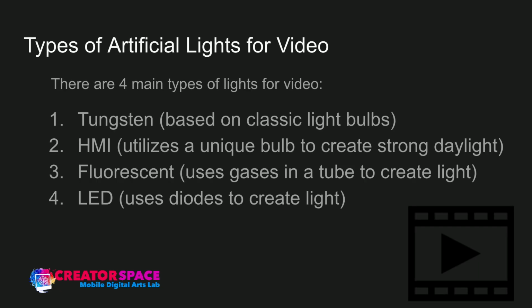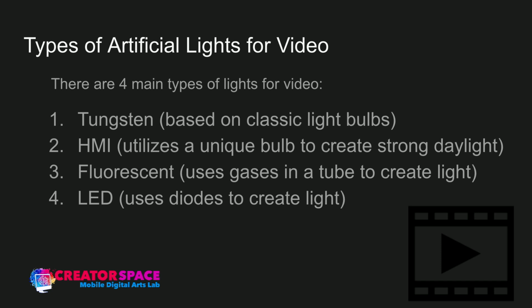Okay, types of artificial lights for video. There are 4 main types of lights. We have tungsten, which are based on the classic light bulbs. You have HMI, which utilizes a unique bulb and creates a strong daylight. These are really strong, powerful, punchy lights.